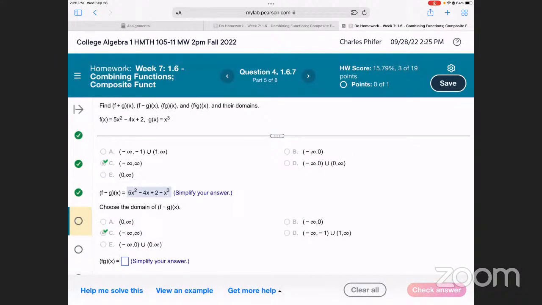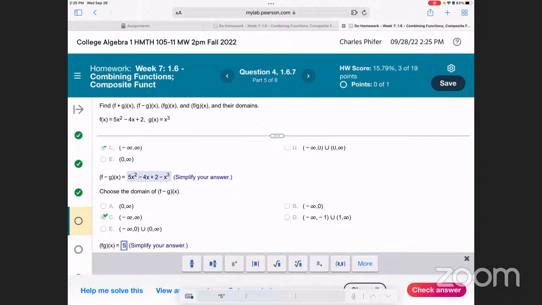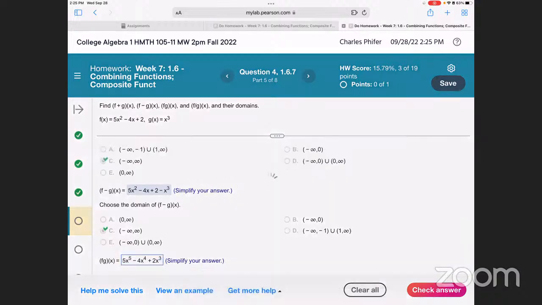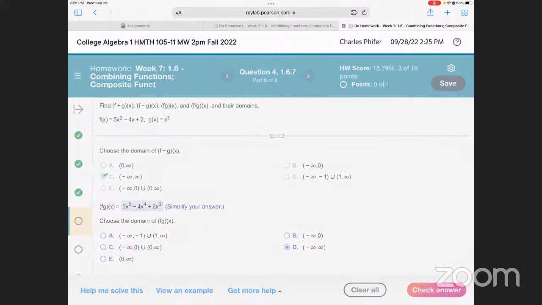F times G, so let's distribute the x cubed into F. If we distribute x cubed, we're going to get 5x to the power of 5, minus 4x to the power of 4, plus 2x cubed. No restrictions, so all reals right here.